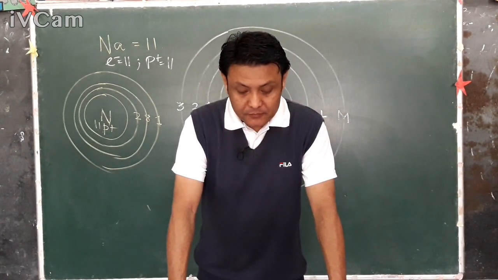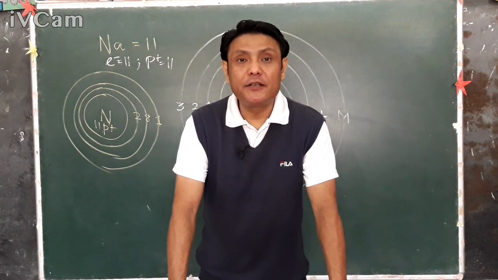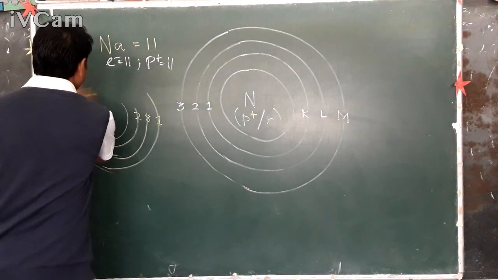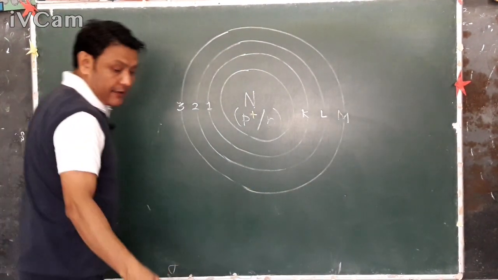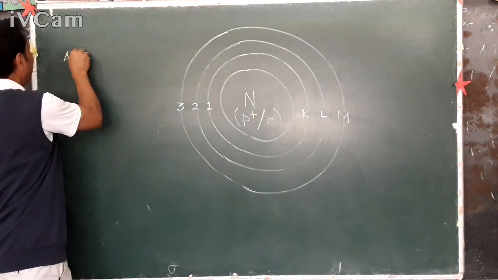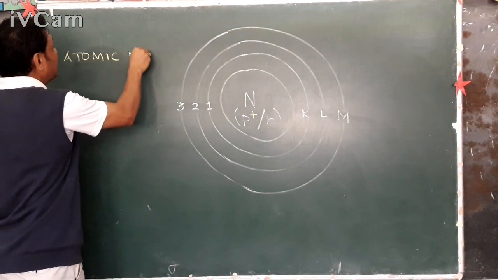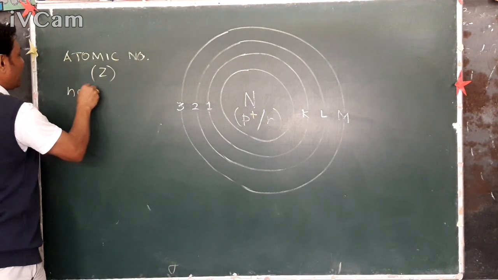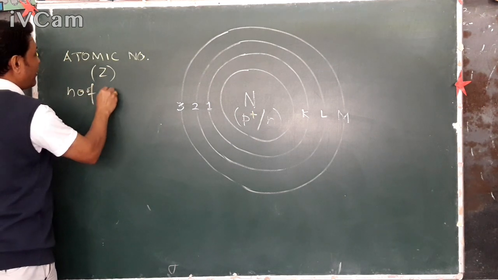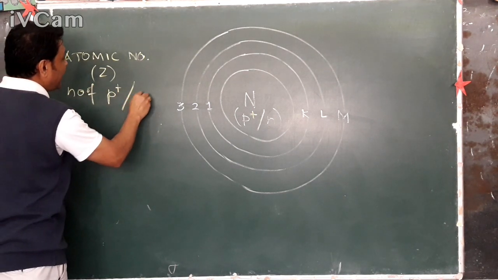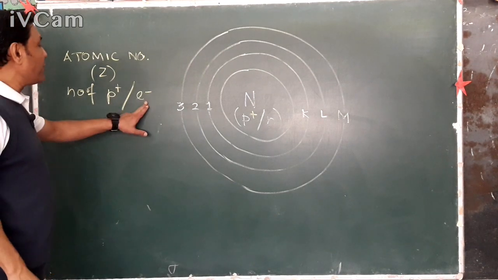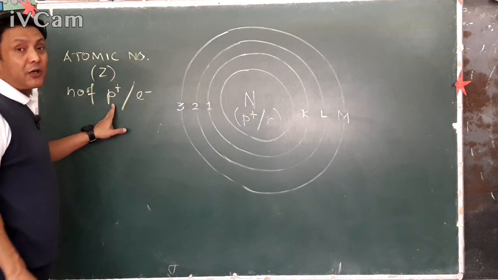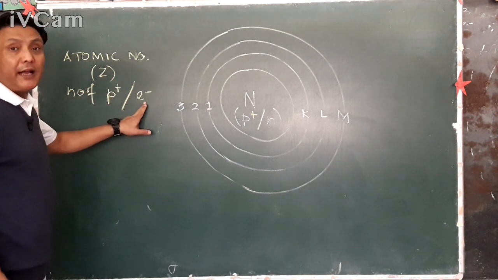Atomic number is represented by the capital letter Z. It is the number of protons, and since the total number of electrons and the total number of protons are the same, the atomic number represents the total number of protons or the total number of electrons in an atom.